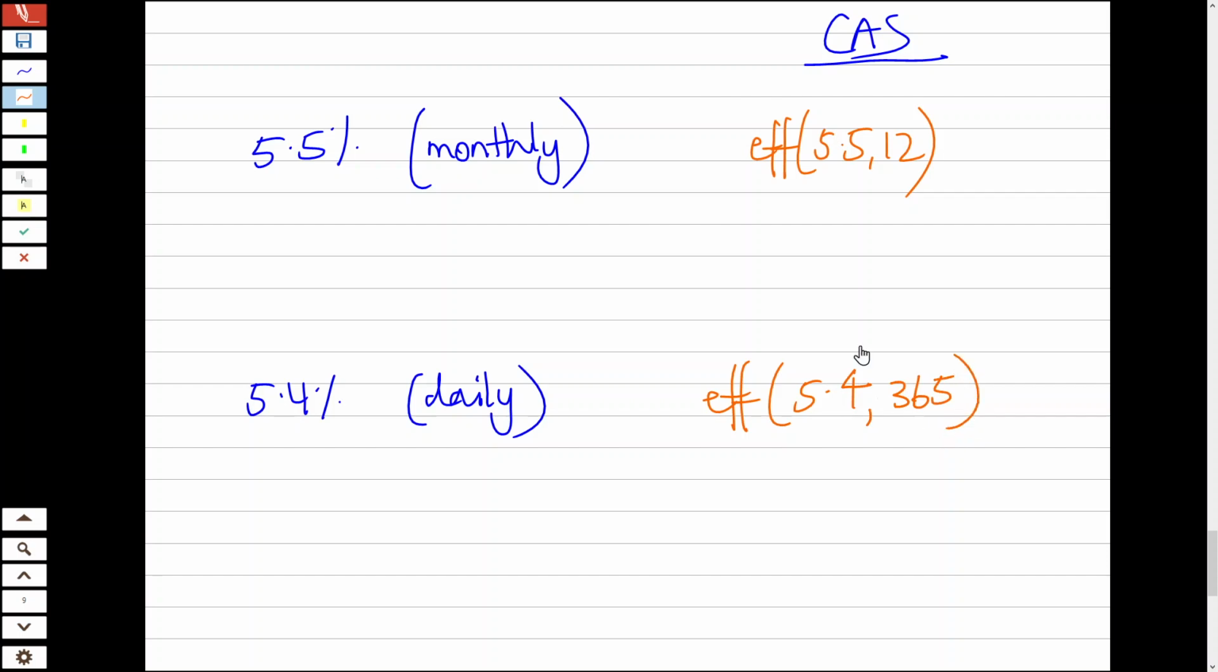Okay, so you've got the CAS calculators. So what's the effective interest rate when we do 5.5% per annum monthly? 5.640. Yeah, that's fine. And what about the second one?